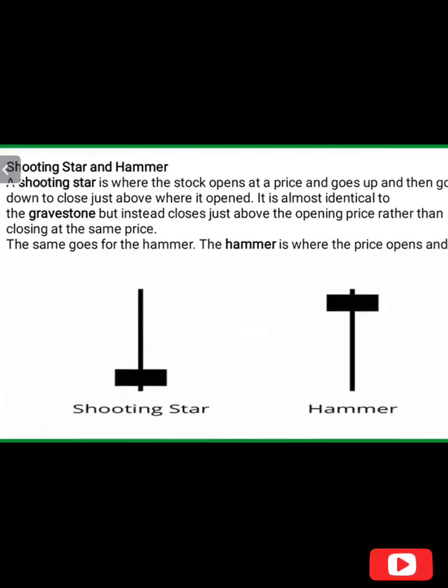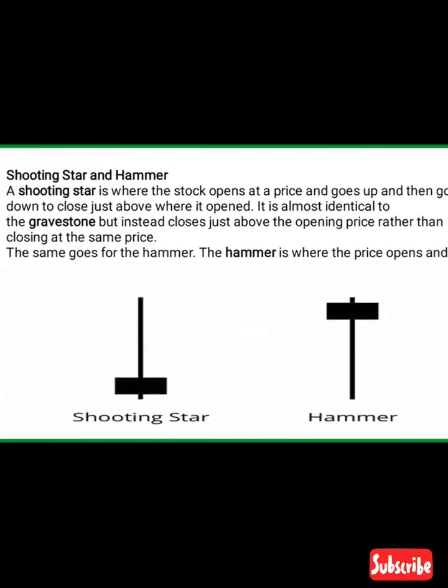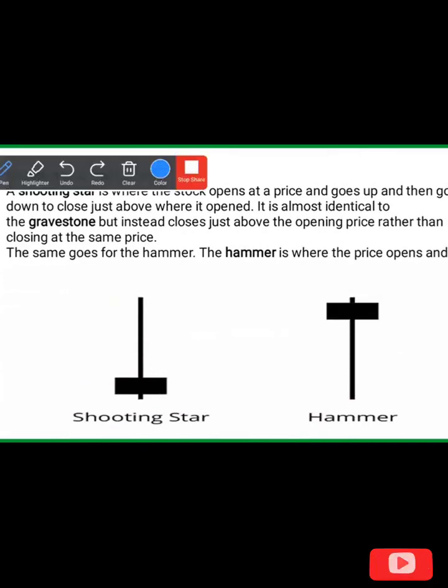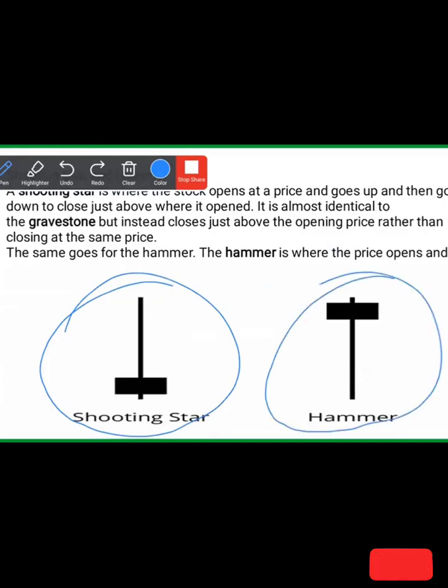Now the next one is what? Shooting star and hammer. These are very popular candlesticks. Now, shooting star can also be referred to as inverse hammer or inverted hammer. Okay, and this guy is just what? Hammer. And they also are used for trend and price rejection. But the difference between gravestone and dragonfly and shooting star and hammer is that if you observe, let me show you.